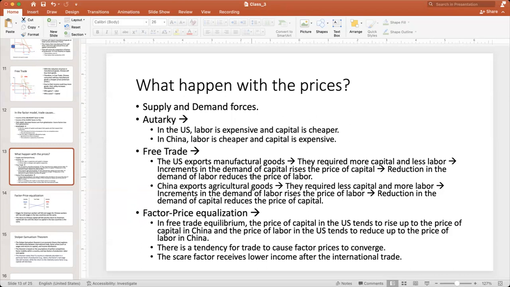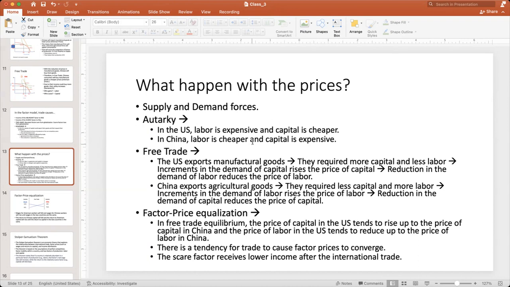In China, given that China exports agricultural goods, they require less capital and more labor. So increments in the demand for labor will raise the price of labor. So Chinese workers will expect higher wages. And in the same process, there will be a reduction in the demand for capital that will reduce the price of capital. So those who lose in China are the owners of capital.